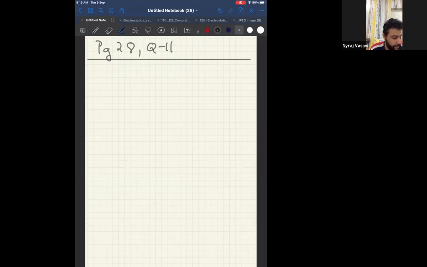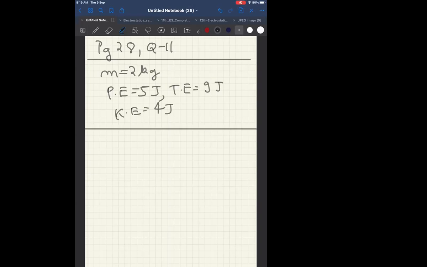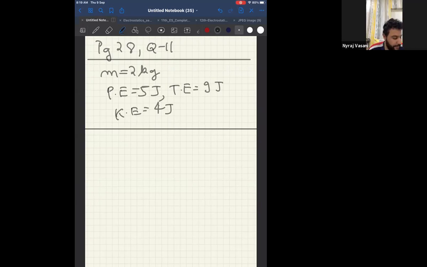The potential energy of a simple harmonic oscillator of mass 2 kg in its mean position is 5 joule. Total energy is 9 joule. Therefore, can I say kinetic energy is automatically 4 joule? Did you understand this much? Because total energy is nothing but kinetic energy plus potential energy. And its amplitude is 0.01 meter. Find its time period.